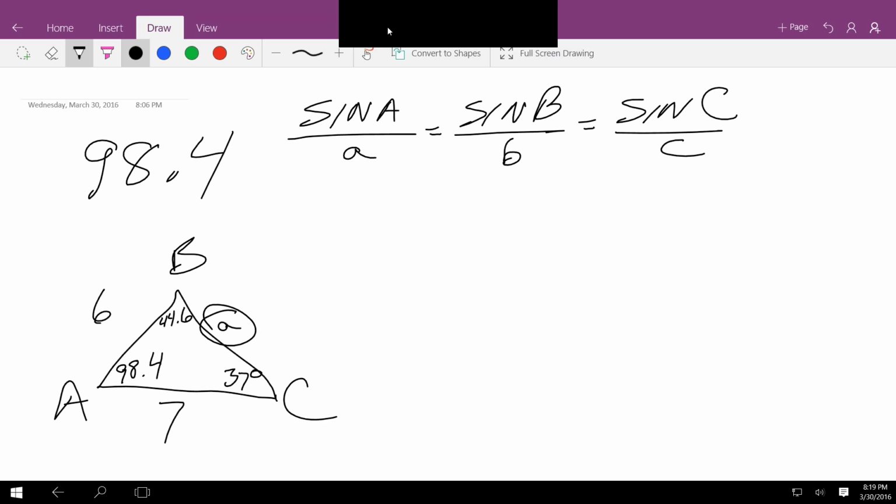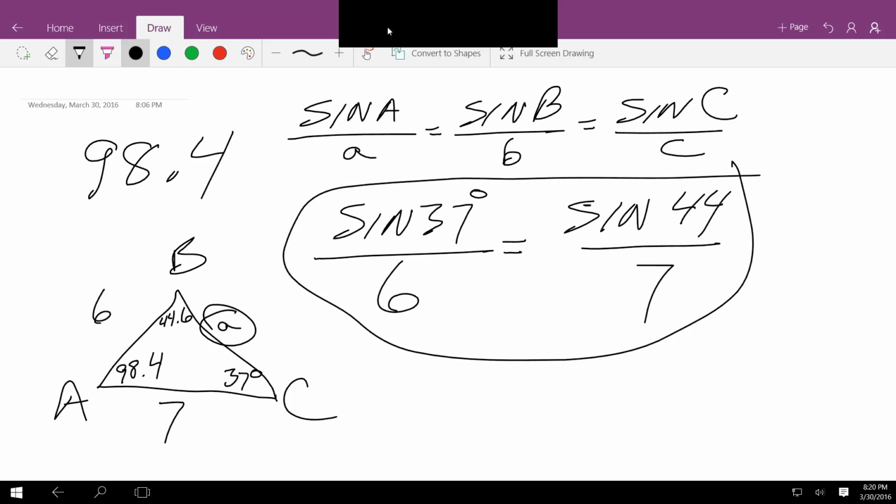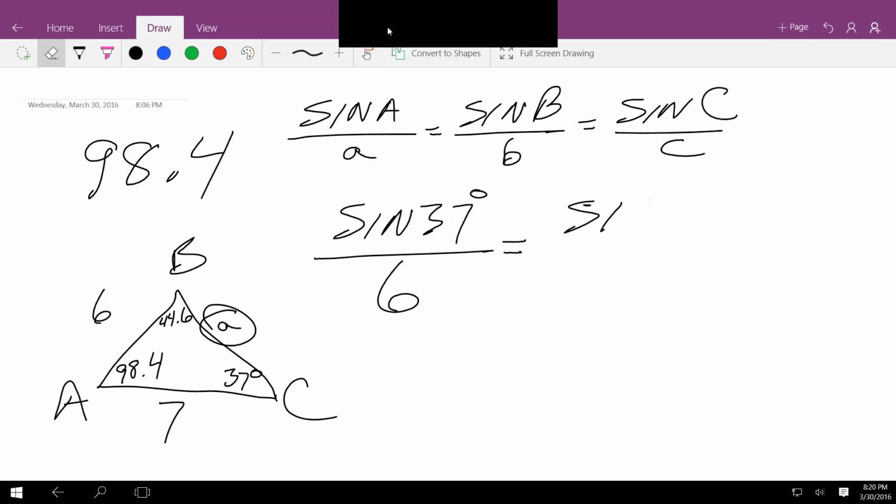Okay. We could do sin 37 divided by 6 is equal to sin 44.6 over 7. Well, there's no unknowns if I do that. Oh, okay. You want an unknown? Solve for anything. These are all numbers. That is a true statement. That is definitely true, but it doesn't solve for anything. So what do I need to put on the right side of the equation? Sin 98.4 over A. You got it.